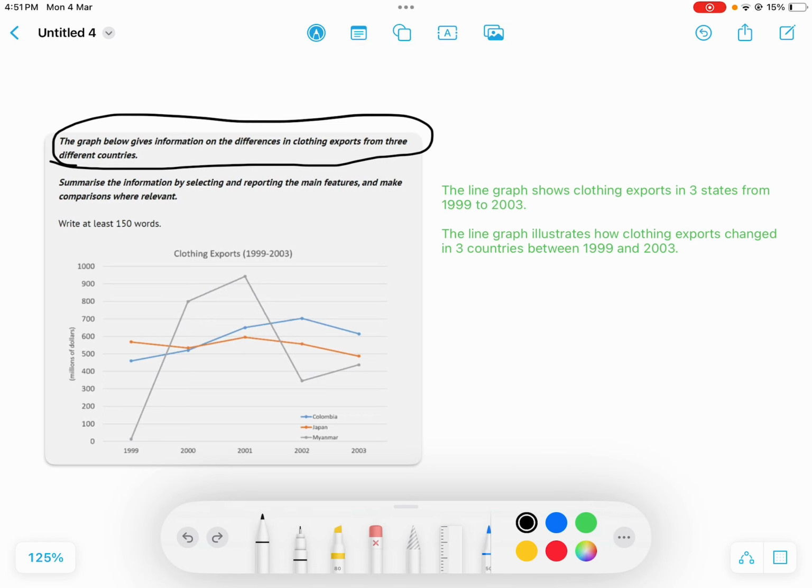So after this I write what? Clothing exports. Task says differences in clothing exports. I can just write clothing exports. That's the answer to what. Next comes where. Here it's from 3 different countries, but I can write just in 3 states. State means country. And when, here we don't have when, but I can add when from 1999 to 2003. This is one way to write introduction.